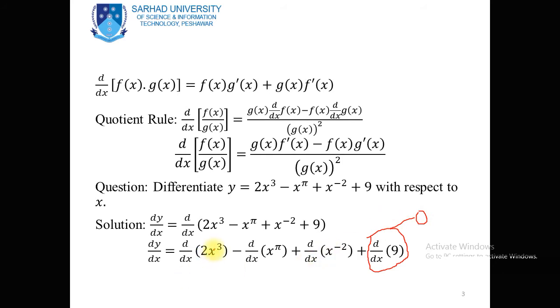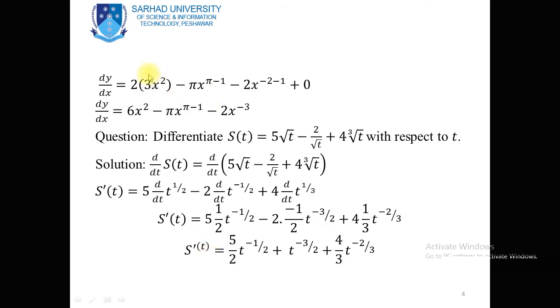And similarly, using the power rule, I have already told you in the power rule that multiply the power with the coefficient and subtract 1 from the power. This is the power rule. Like you see over here, multiply the power with the coefficient and subtract 1 from the power: 3 minus 1, 2. Now multiply the power with the coefficient and subtract 1 from the power, and the derivative of the constant is 0. So 6x square minus pi into x power pi minus 1 minus 2x power minus 3.